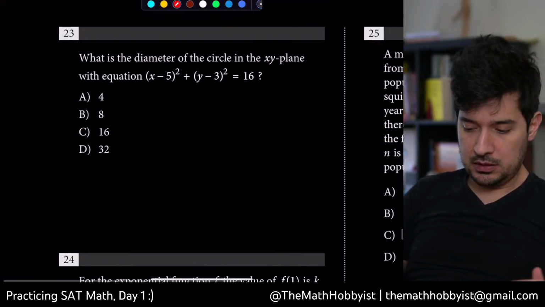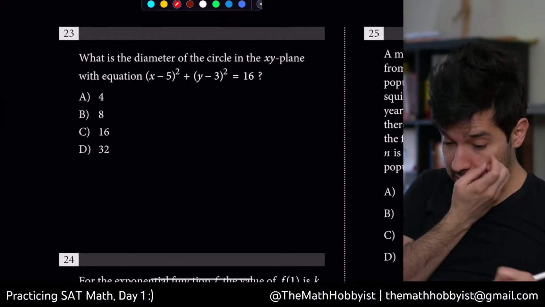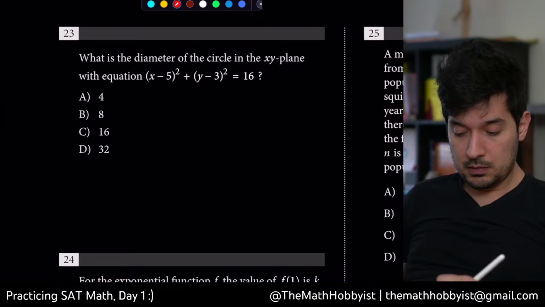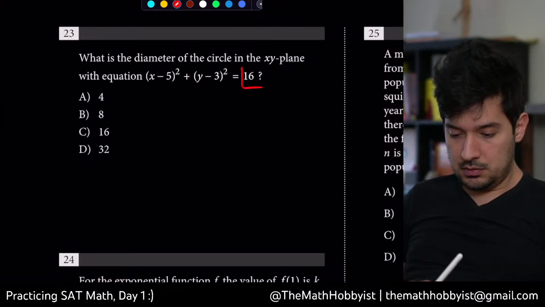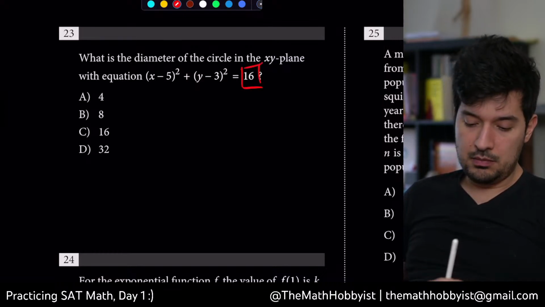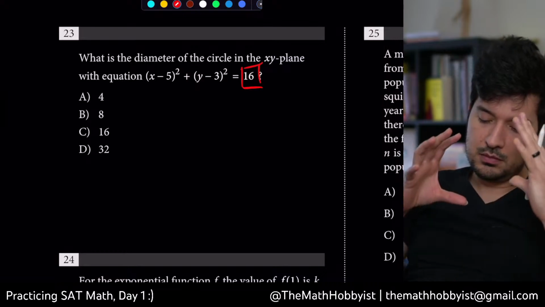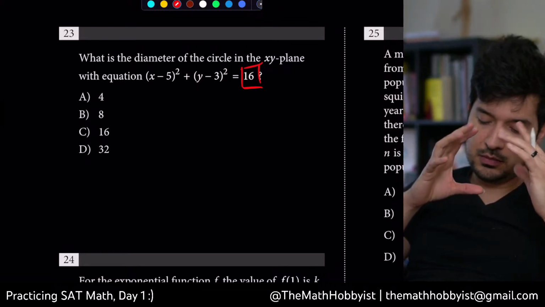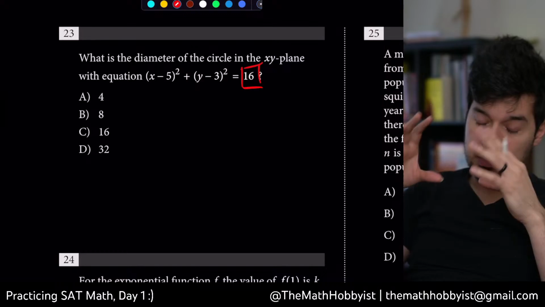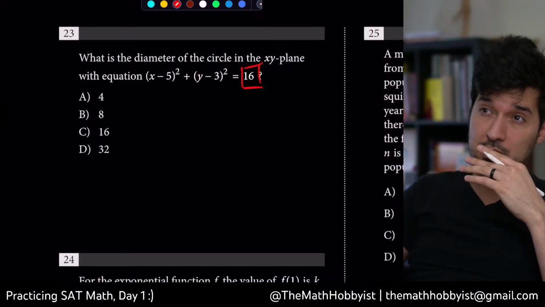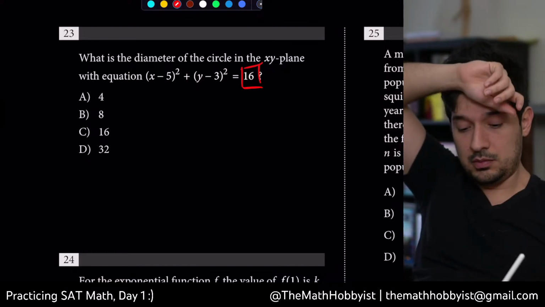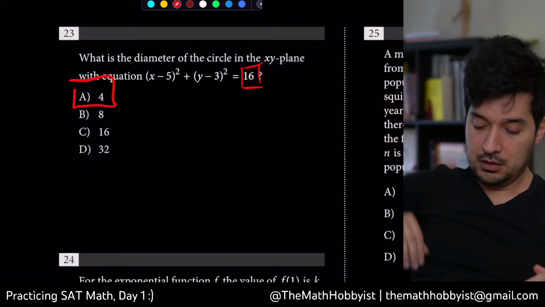Diameter of a circle in the xy plane with this equation. So I know that the x term squared plus a y term squared equals radius squared. So the radius is 4.